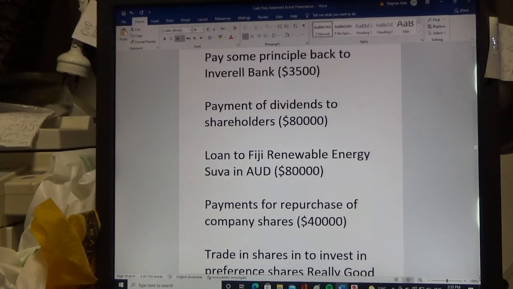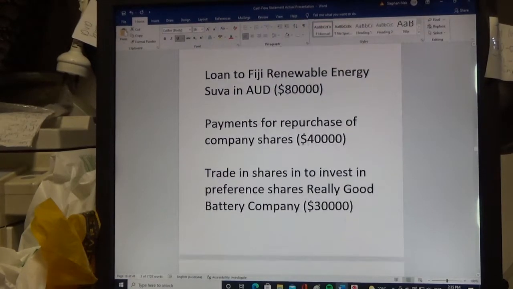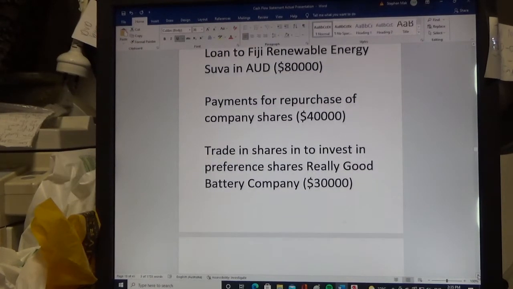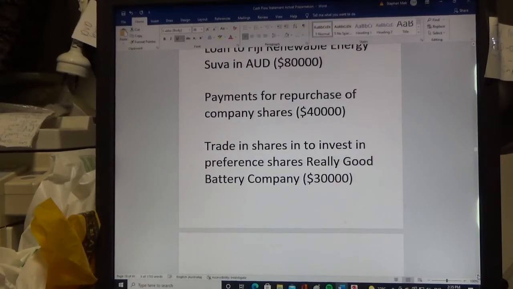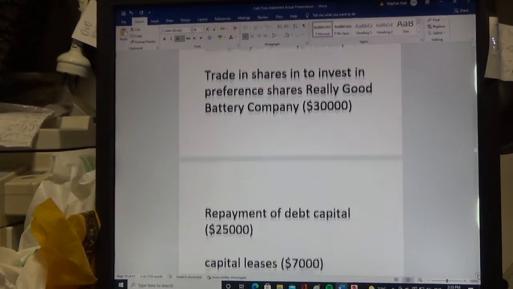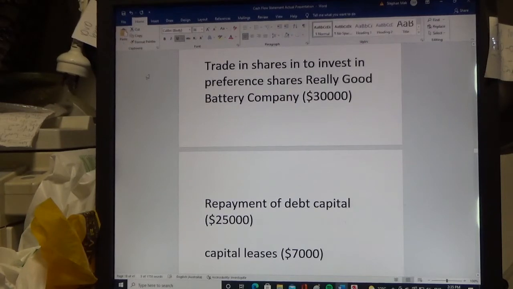$80,000 total in dividends was declared for the year. Perhaps dividends are quite low at this stage because the company is a start-up business. Now, Boggabri Green Energy is lending out to Fiji Renewable Energy in Suva. That's a loan they're giving another entity. Outgoing cash as well. Payments for repurchase of company shares we mentioned. Trade in shares to invest in preference shares in Really Good Battery Company.